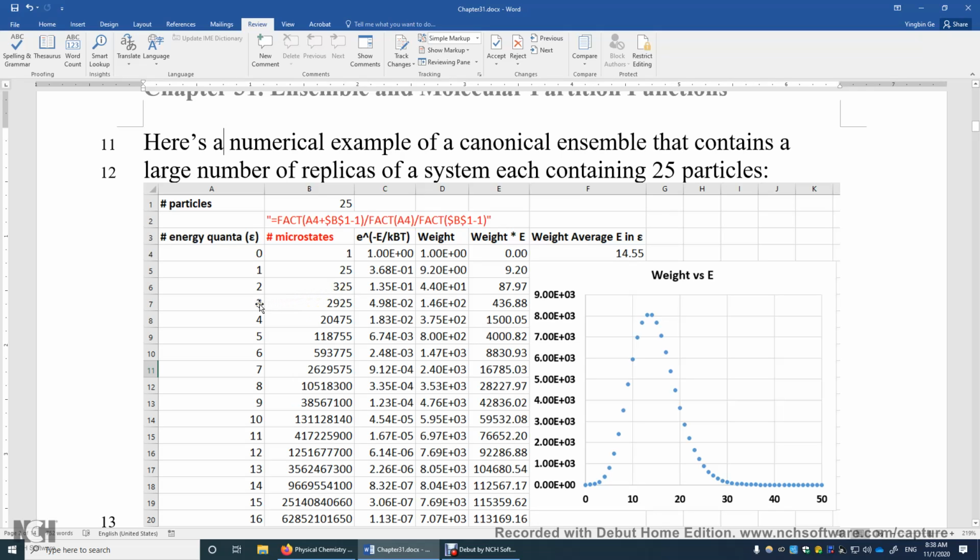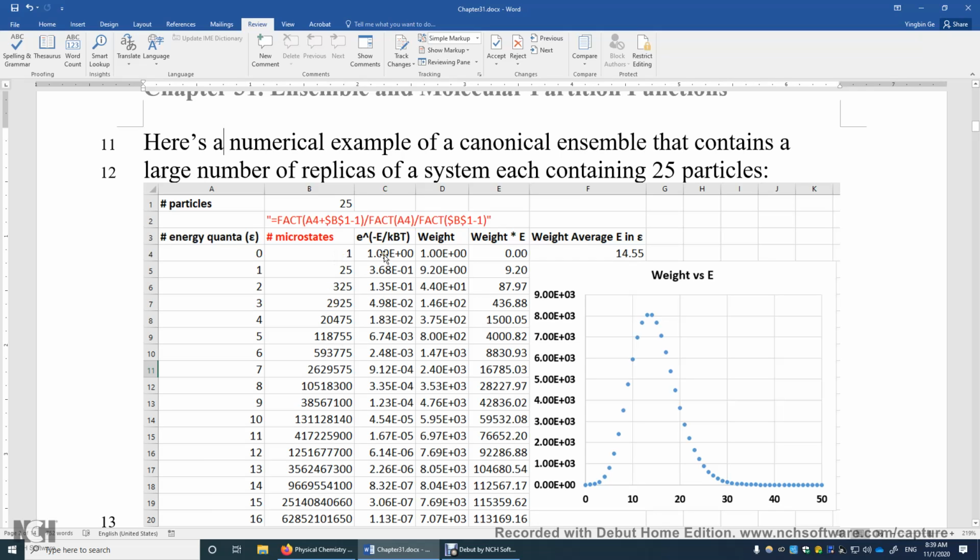When you have 3 energy quanta, the calculation gets more complicated because you can give all 3 energy quanta to the same particle. You can give 2 and 1. You can give 1, 1, and 1. So you need to sum up all these microstates. For simplicity, it's easier to just use this equation to calculate the number of microstates.